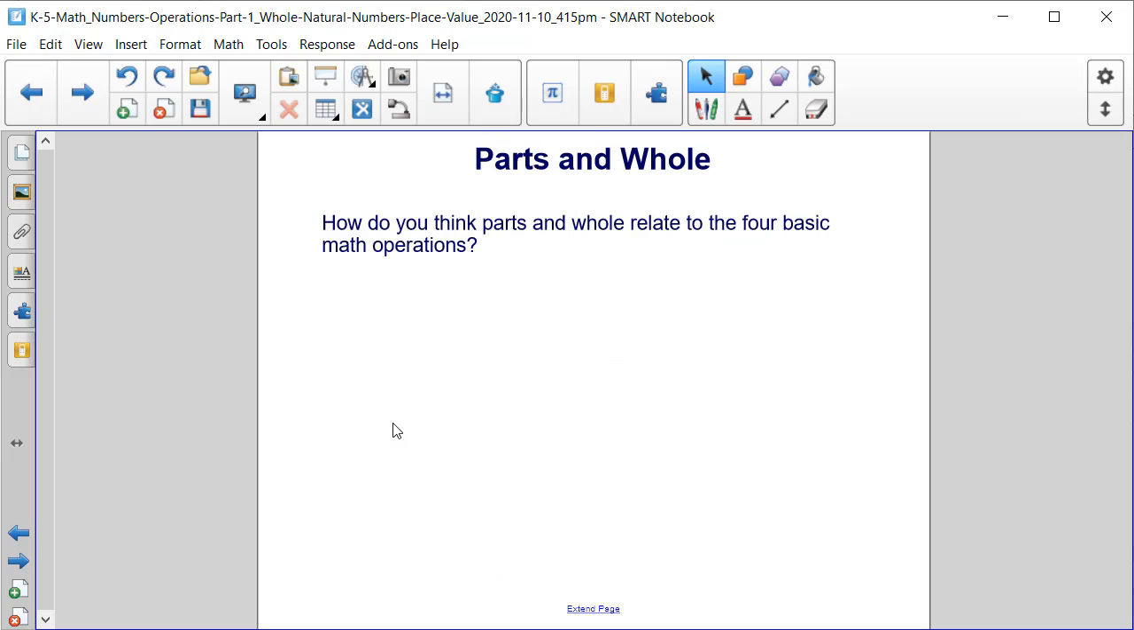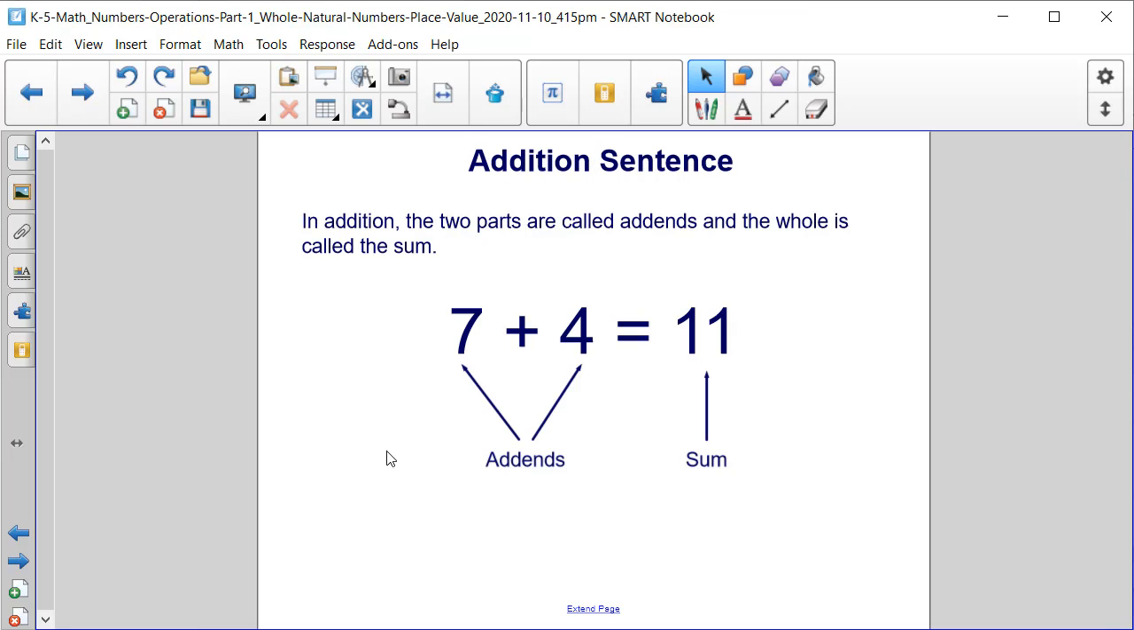How do you think parts and whole relate to the 4 basic math operations? Take a moment to pause this video and think about it, write down your thoughts, and when you're done, unpause it, and we'll go through explaining how parts and whole are related to the 4 basic math operations.